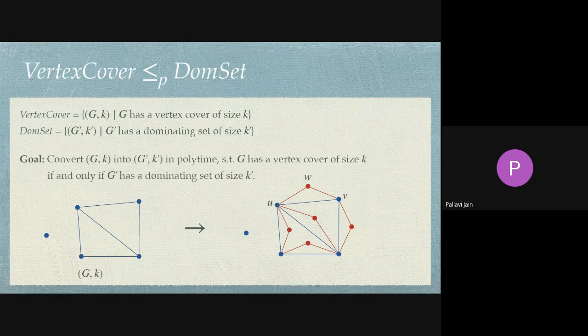What will be our k prime? Can anyone guess? You're guessing, yeah. Good. So like you said, G prime is this, and k prime is k plus the number of isolated vertices in G. So let's prove that this reduction is correct.